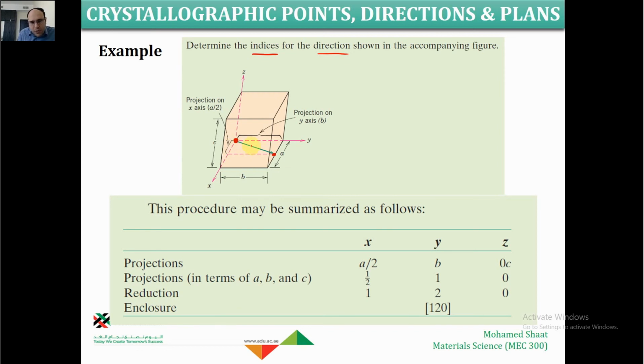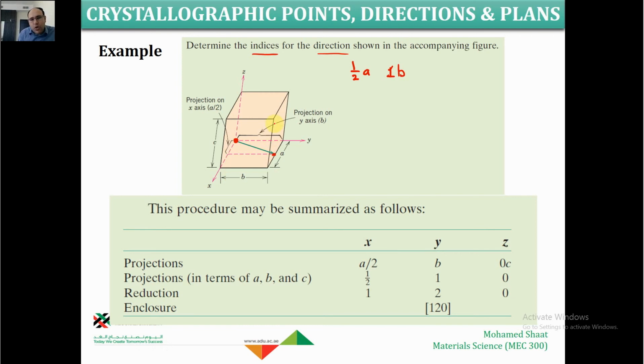What is the projection of this vector along the X direction? It is half of A, as already represented here. So along the X-axis, we have half of A. Along the Y-axis, we have the entire B. The projection of this vector along the Y-axis is the entire B, so it is 1B.